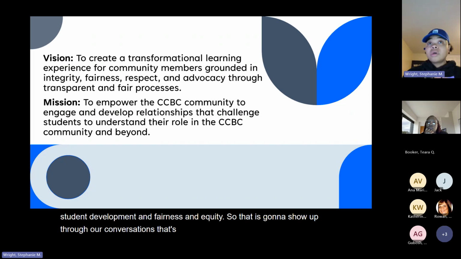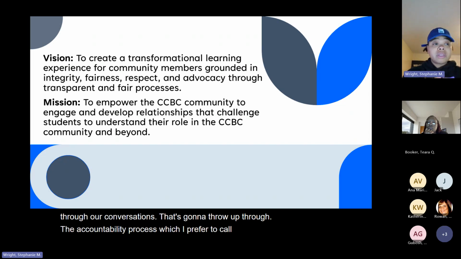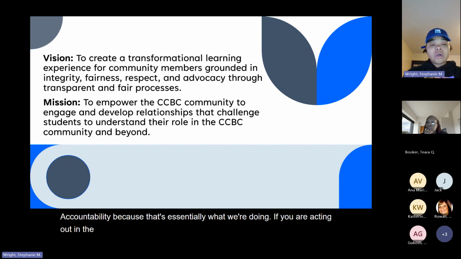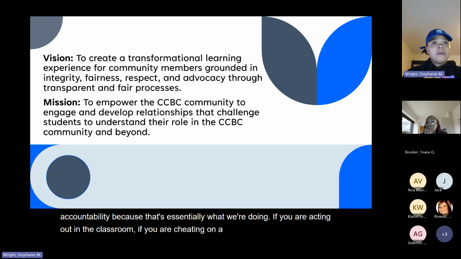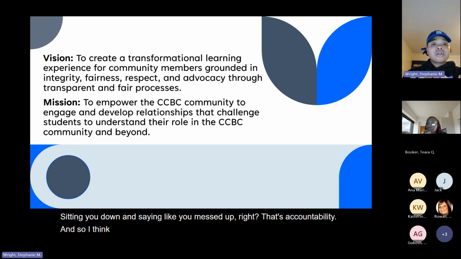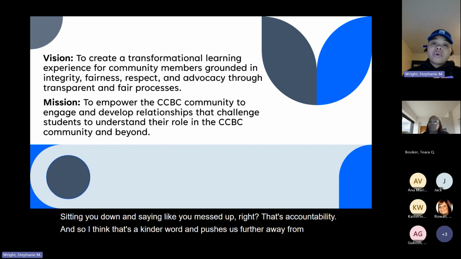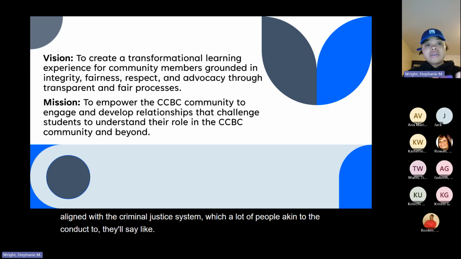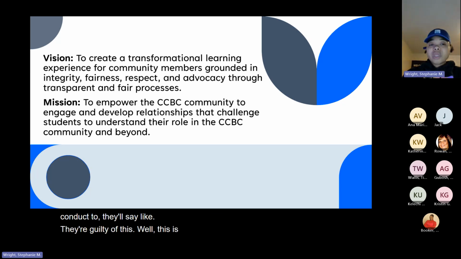That's going to show up through the accountability process, which I prefer to call student conduct accountability, because that's essentially what we're doing. If you are acting out in the classroom, if you are cheating on a paper, sitting you down and saying, you messed up, right? That's accountability. And I think that's a kinder word, and it pushes us further away from being aligned with the criminal justice system, which a lot of people liken student conduct to, they'll say, they're guilty of this. Well, this is not a court of law.